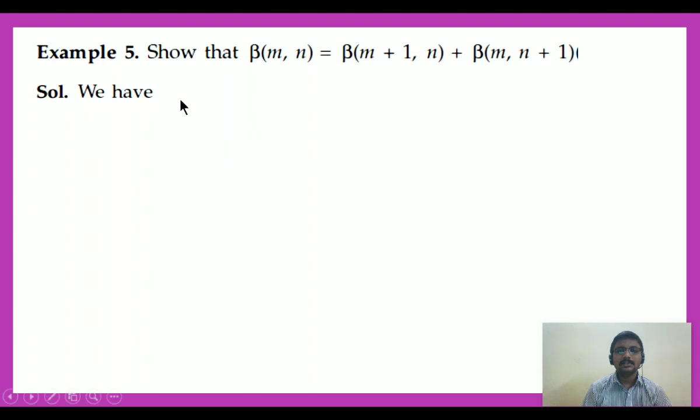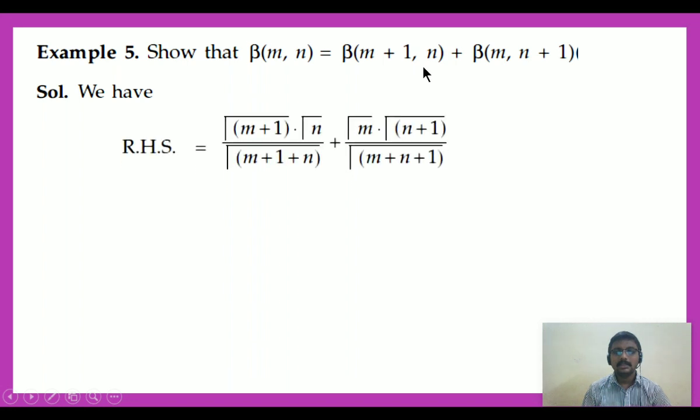Another example: show that beta of m, n is beta of m plus 1 comma n plus beta of m comma n plus 1. Let us take the right hand side. What is the right hand side? Beta of m plus 1 comma n plus beta of m comma n plus 1. But beta of m plus 1 comma n is gamma of m plus 1 into gamma of n upon gamma of m plus 1 plus n.